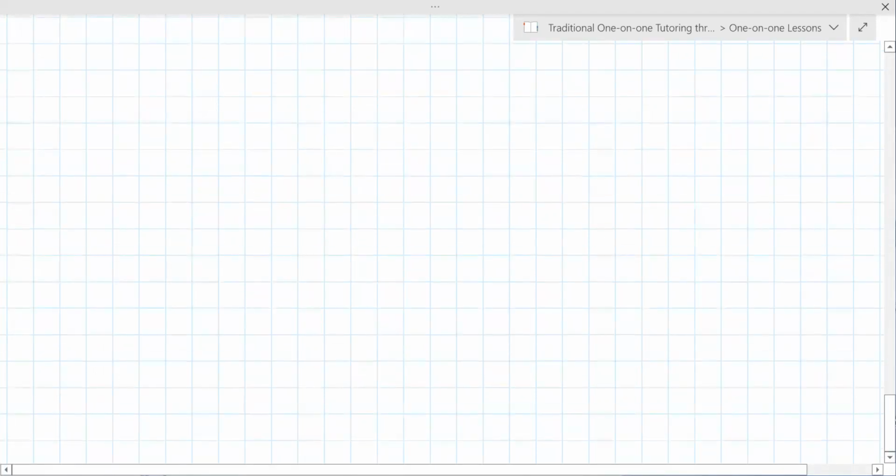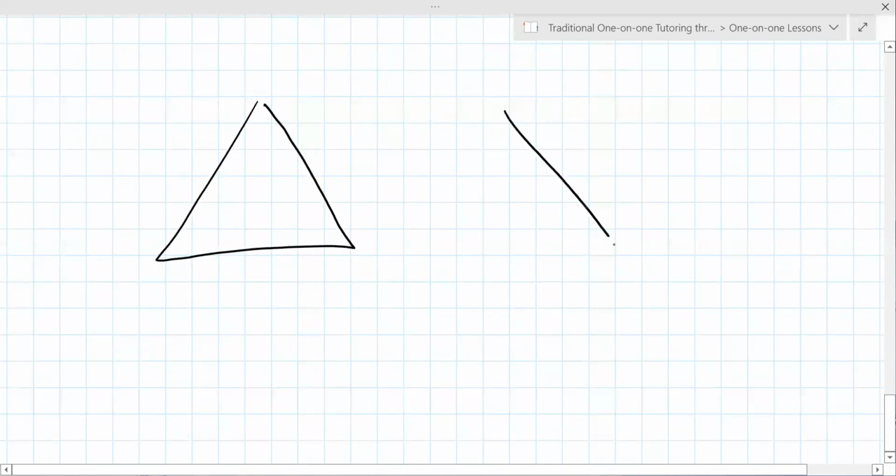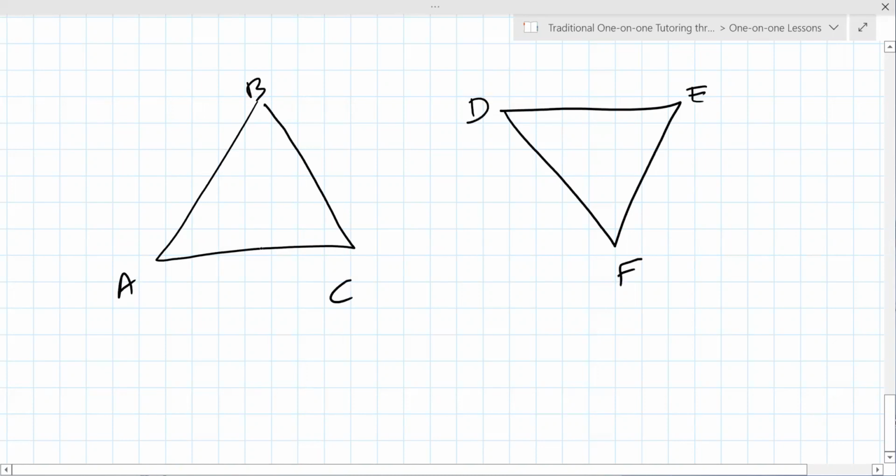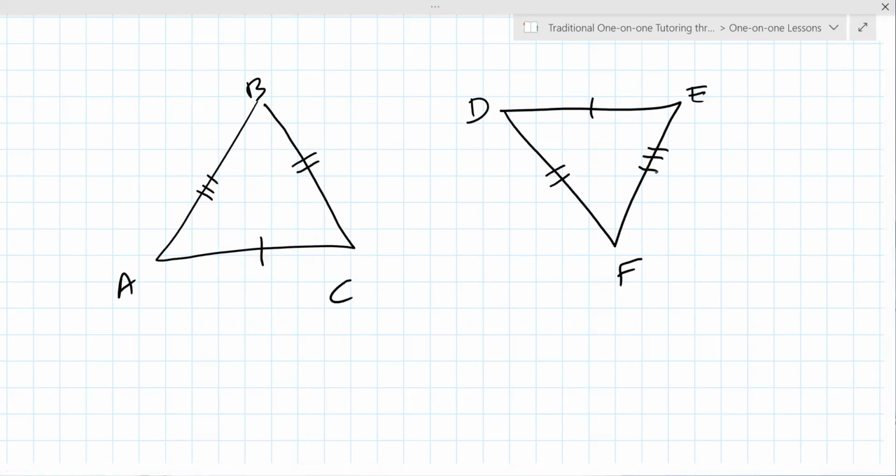So let's look at two new triangles here. I'm going to draw the triangles here. Let's go A, B, C. Let's go D, E, F. And let's say that AC is congruent to DE, BC is congruent to DF, and AB is congruent to EF. Are these triangles congruent? Yes.